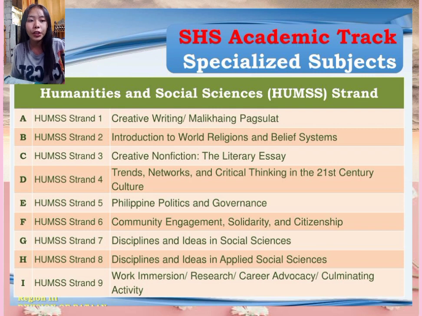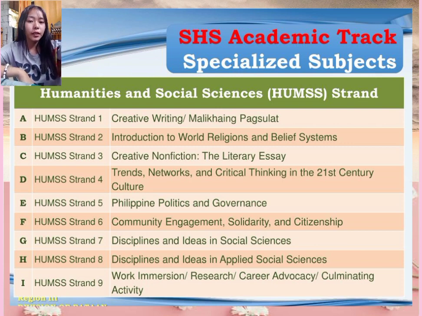We also have the trends, networks, and critical thinking in the 21st century culture, Philippine politics and governance, community engagement, solidarity and citizenship, disciplines and ideas in social sciences, disciplines and ideas in applied social sciences, work immersion, research, career advocacy, culminating activity. So if you want to get the HUMSS strand, you can be a social worker or an educator. You can also go to law school if you want to become a lawyer. You can also be an NGO worker or others.